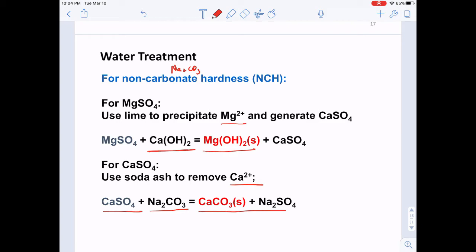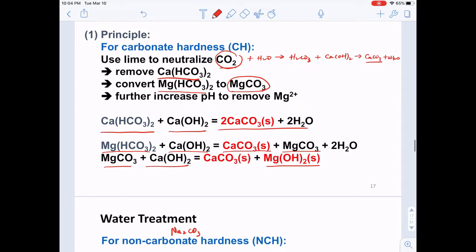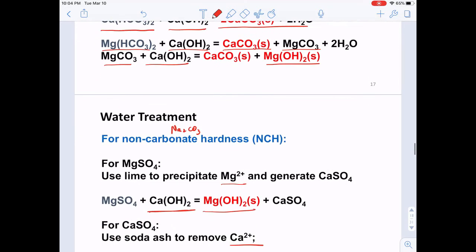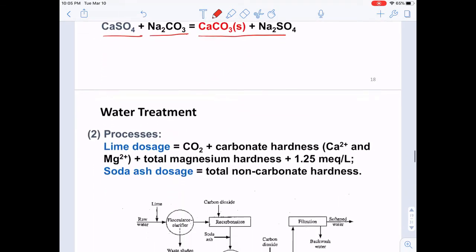So if some part of the non-carbonate hardness results from the magnesium, then we can still use the lime. But if it's in the form of calcium sulfate, then we're going to use soda to remove this non-carbonate hardness from the water. Okay, so this is a set of reactions that's taking place. Although I introduced them in sequence, actually in water they all happen at the same time, right?